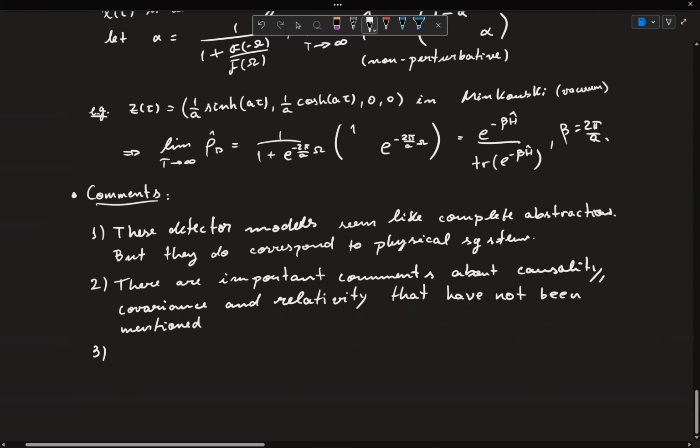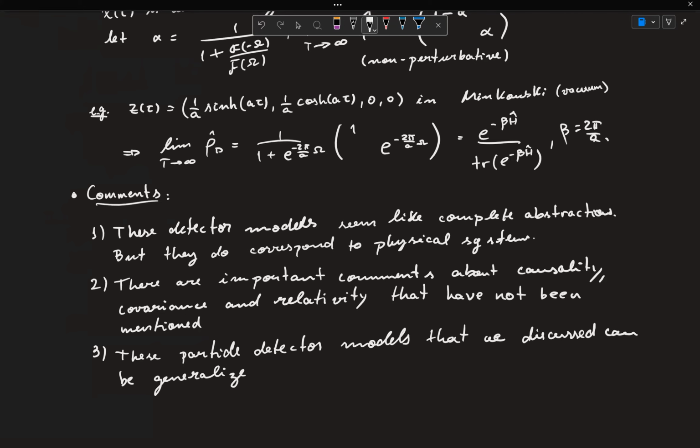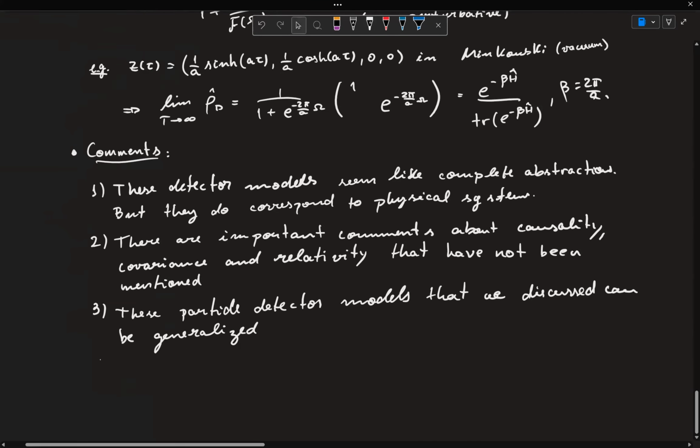Three, these particle detectors or detector models that we discussed can be generalized a lot, can be generalized to detect neutrinos, gravity, electromagnetism, pretty much any quantum field.